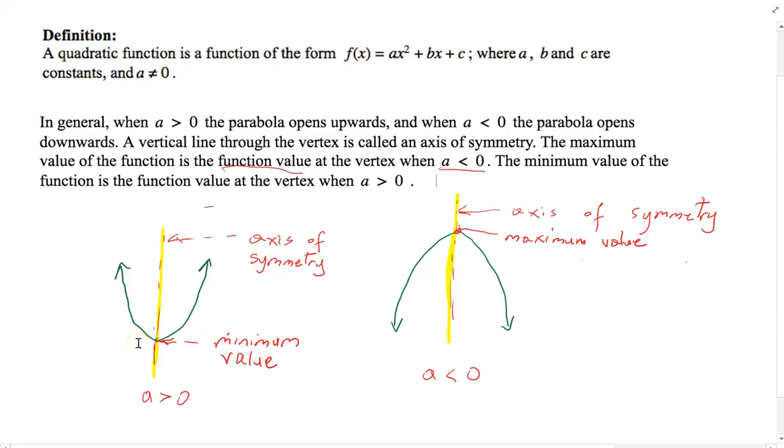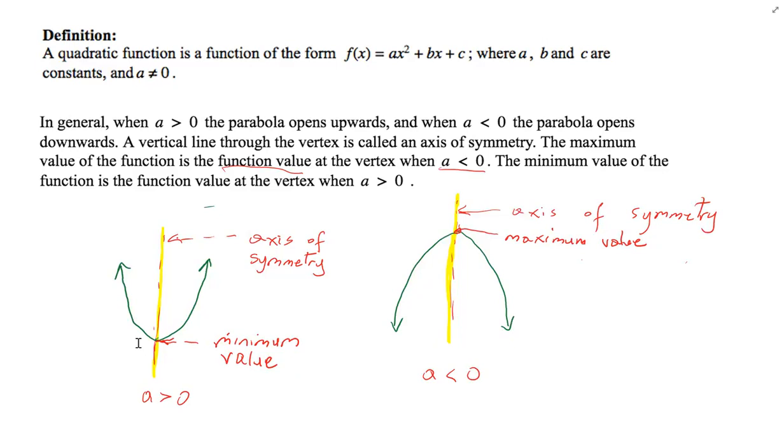Well, hello everyone. In this lesson, we will be discussing quadratic functions. A quadratic function is a function of the form f(x) = ax² + bx + c, where a, b, and c are constants and a is not equal to 0.